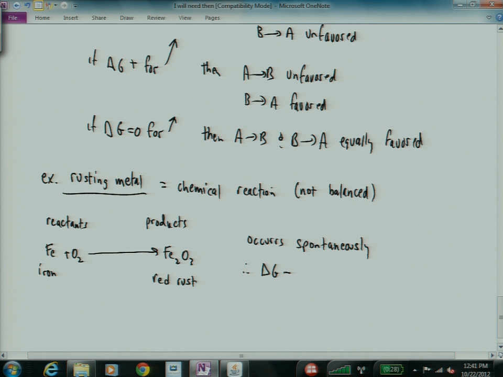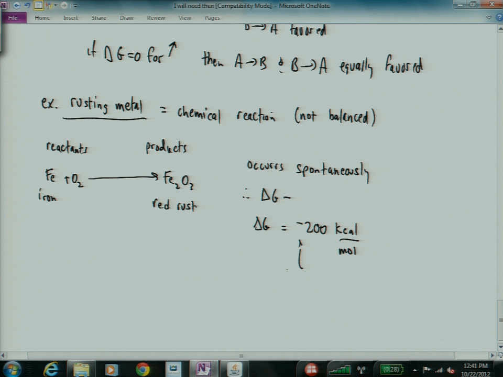Yes? We're not going to talk about catalysts right now. Eventually, if you leave it long enough, your car will rust. And the hotter you heat it, the faster it rusts. So delta G is negative. In fact, it turns out to be negative 200 kilocalories per mole. What that means is this negative sign is what's important, and these are the units. We won't worry about what that means, but that's how it's measured. You'll see things measured in that way.